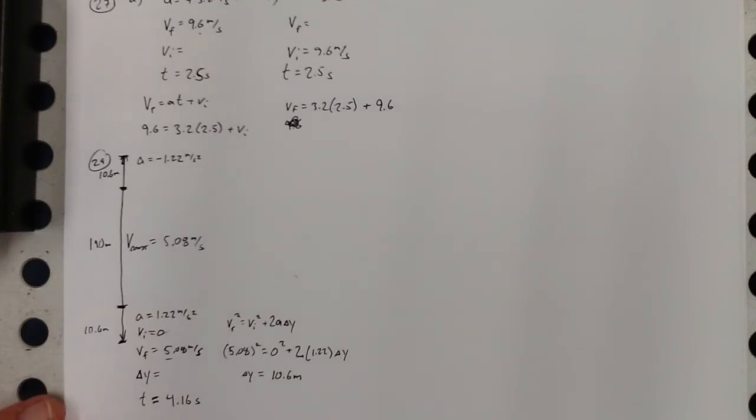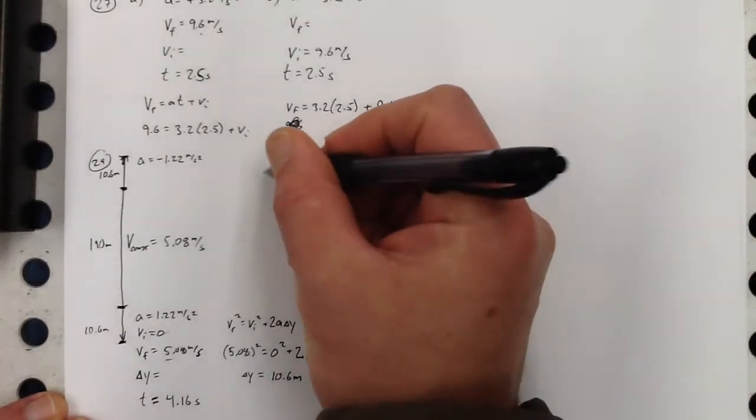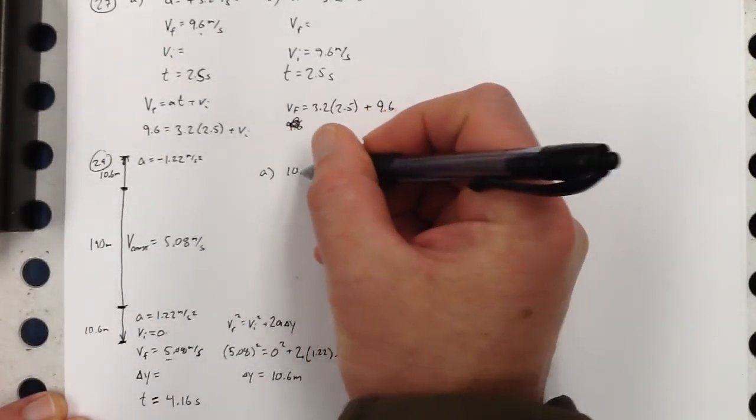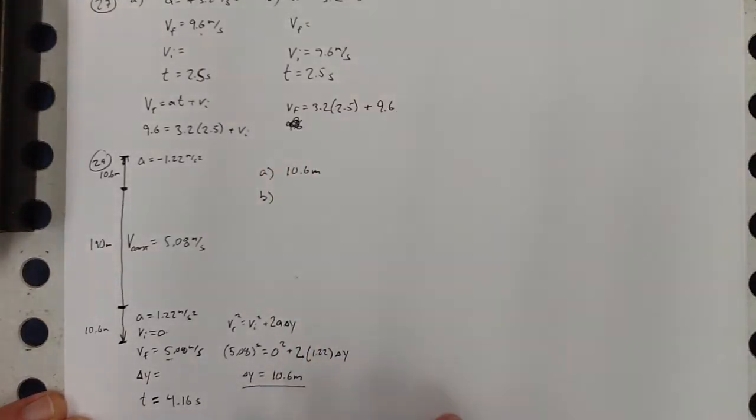So let's see what we have. Have we answered any of the question yet? How far does the cab move while accelerating to full speed from rest? So I think for part A, the answer is 10.6 meters. That's what we got there. And for part B, how long does it take to make the nonstop run? Okay, so we have a little bit of work left to do.